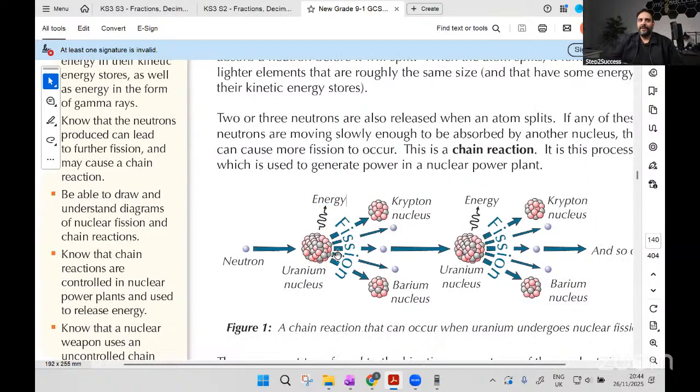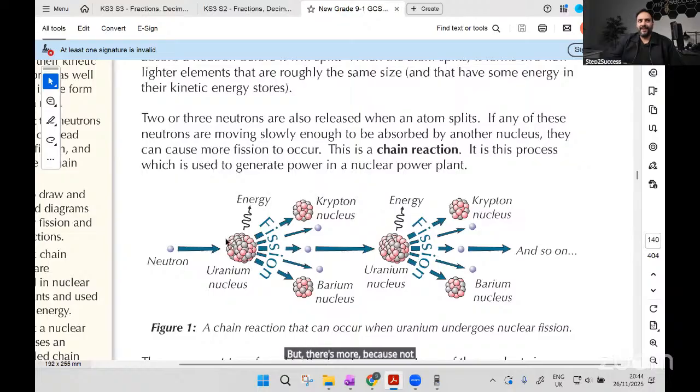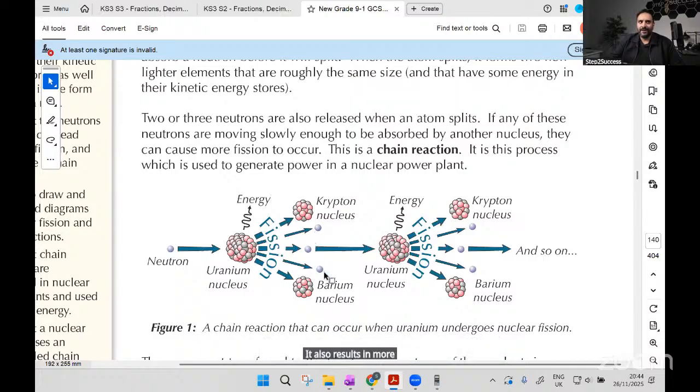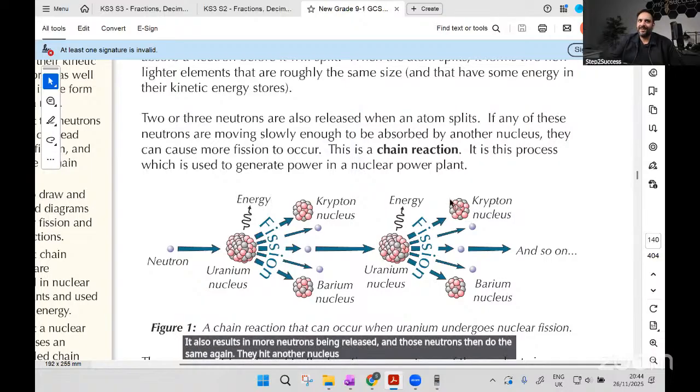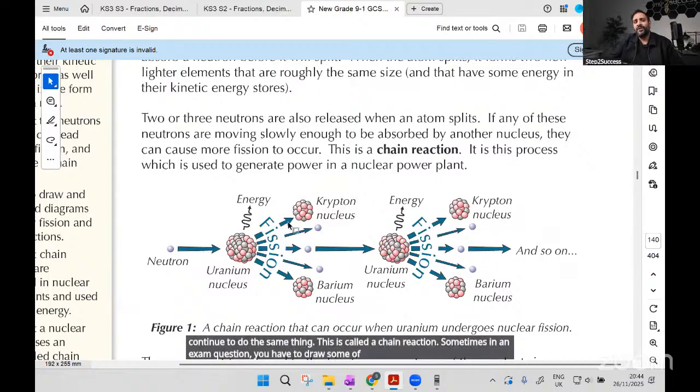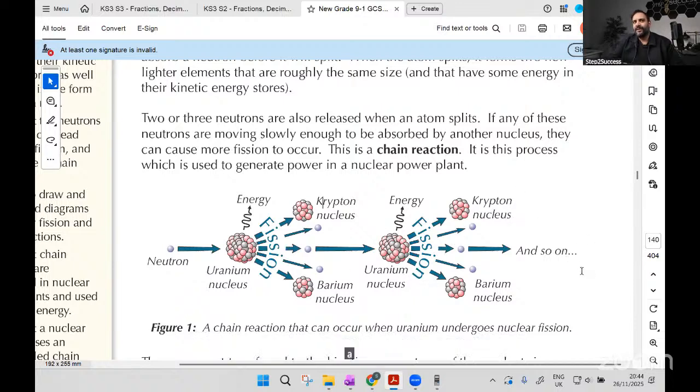But there's more, because not only does that split result in two smaller nuclei, as you can see here, it also results in more neutrons being released. And those neutrons then do the same again. They hit another nucleus, causing it to split and releasing loads of energy. And that releases more neutrons, which go and continue to do the same thing. This is called a chain reaction. Sometimes in an exam question, you have to draw some of this yourself. Just make sure you draw a few cycles of it to demonstrate the fact that it continues on.